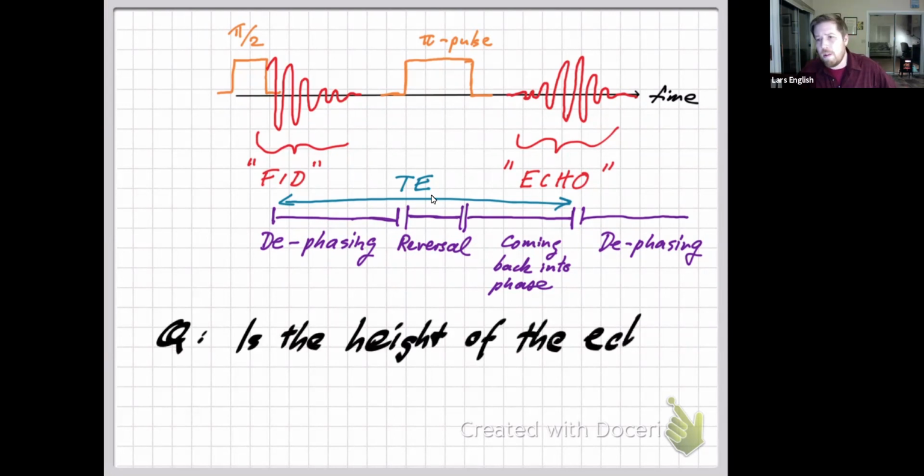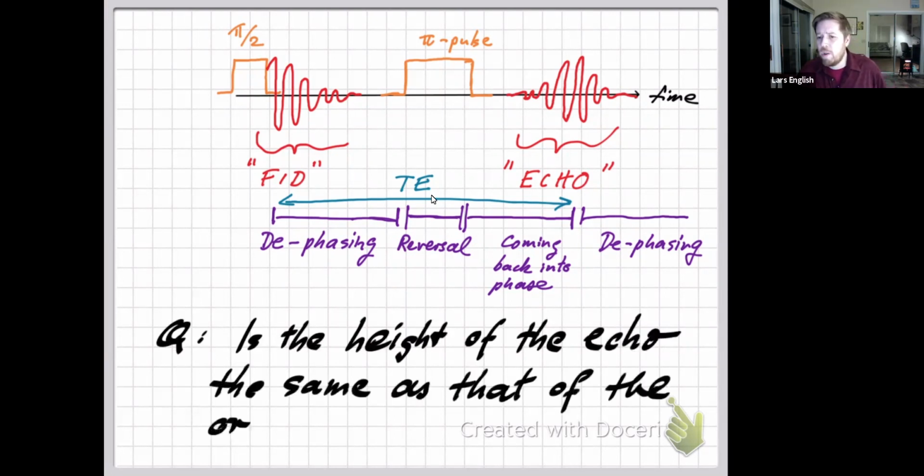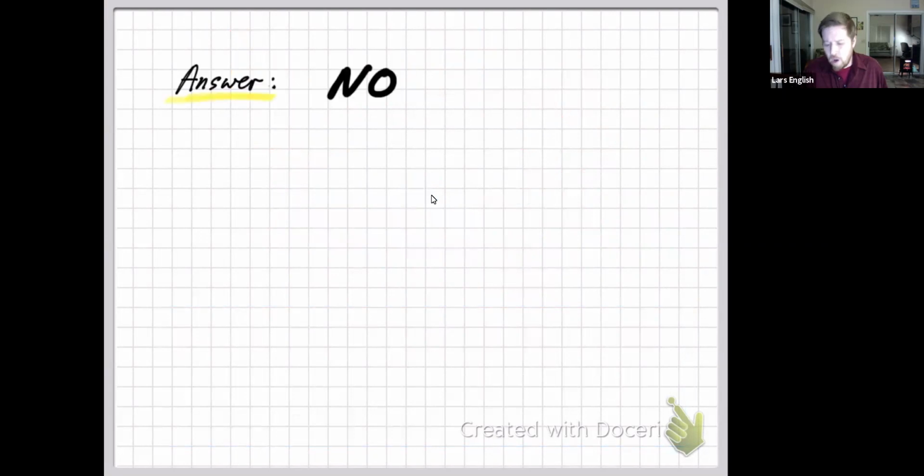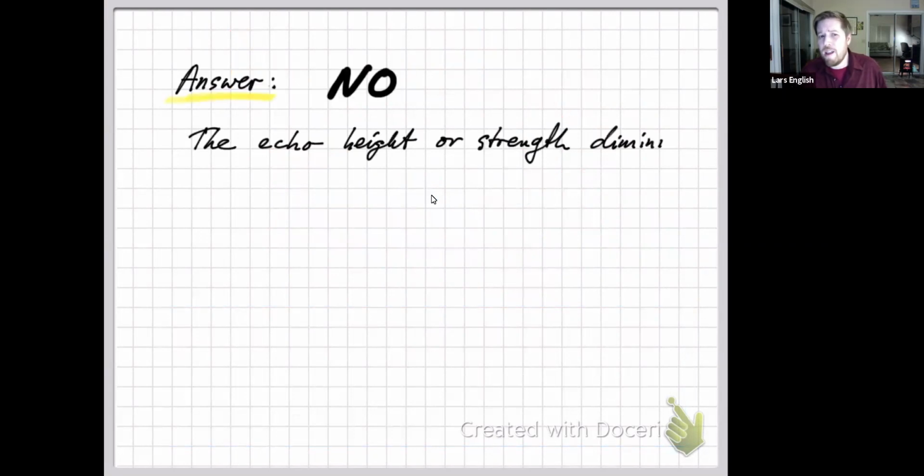Okay, so the question now that's quite important for us to contemplate is the following: is the height of the echo the same as that of the original FID? Now, echoes tend to be not quite as loud as the original pulse or the original sound, and so it is here as well. The echo will not be quite as loud, or the signal will not be quite as strong as it was initially. Because the answer is no here, and the question is why. Why does the echo height or the strength of the echo diminish with time?